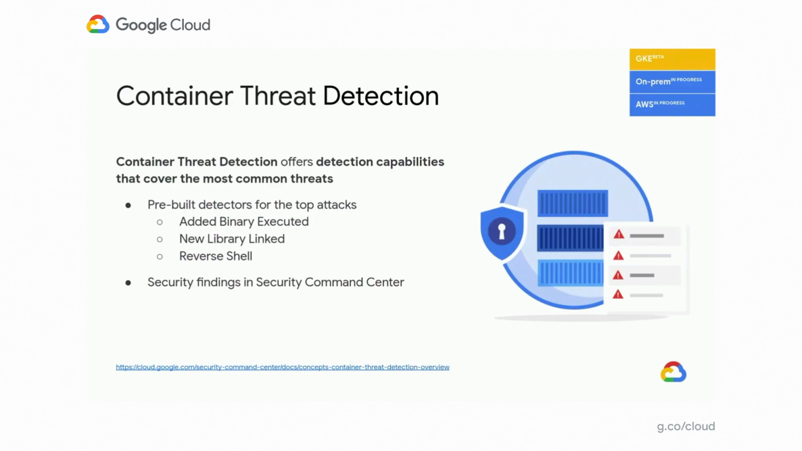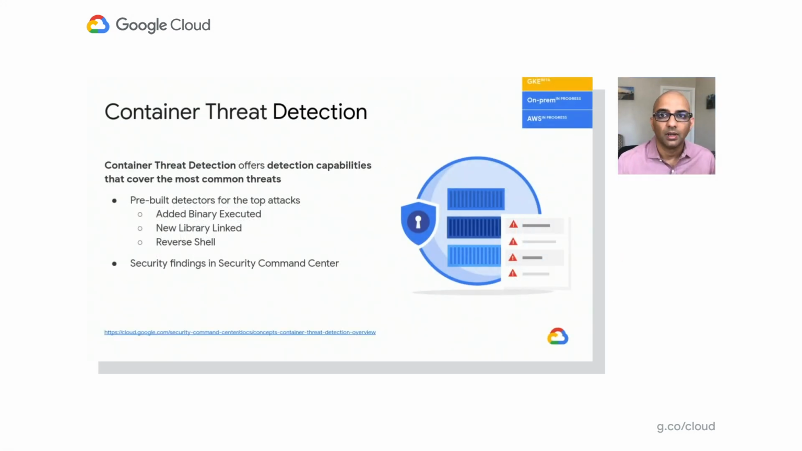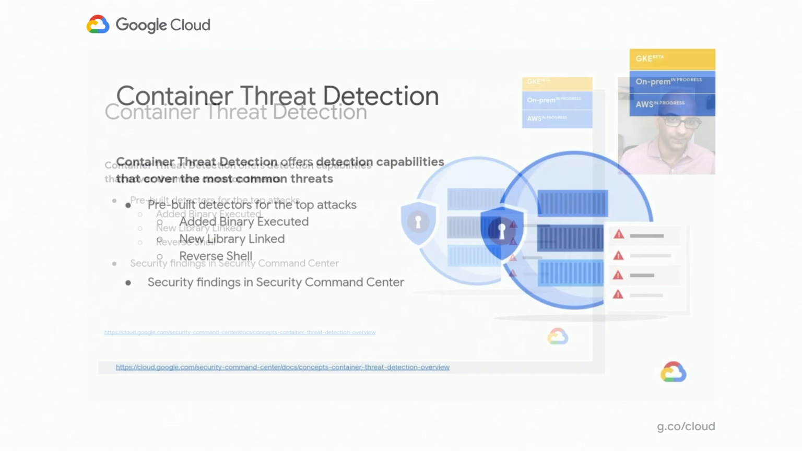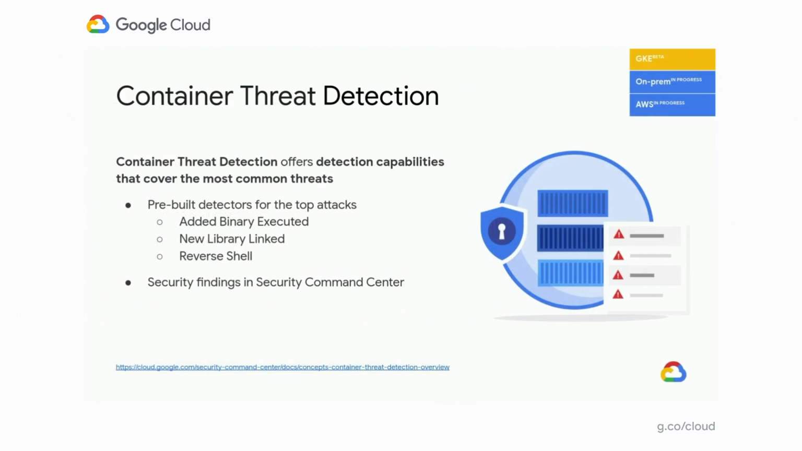Another tool to understand is the Container Threat Detection tool. Container Threat Detection helps you detect potential attacks in real time by monitoring for suspicious behavior inside containers that may indicate that they are compromised. These include things like downloading and running new binaries. In addition to Container Threat Detection, we also provide Event Threat Detection for suspicious events and logs, such as traffic to known bad domains and IPs, and crypto mining. Again, you can see the findings in Cloud Security Command Center.